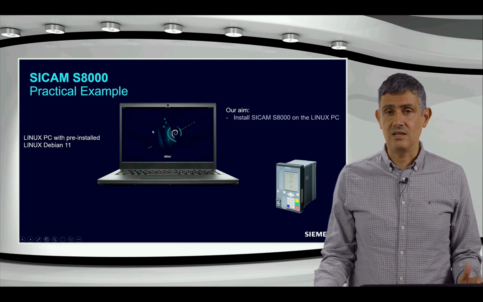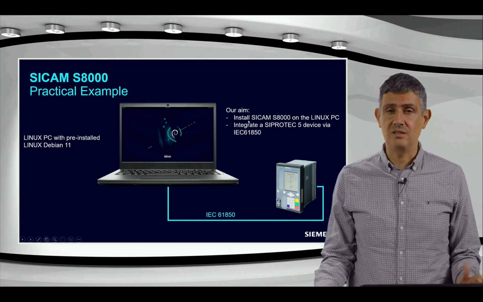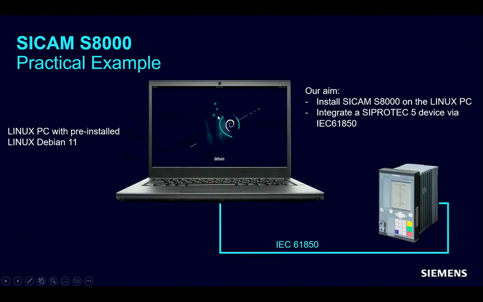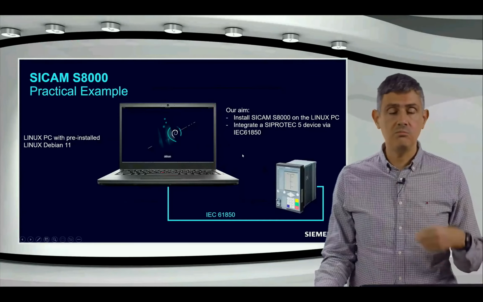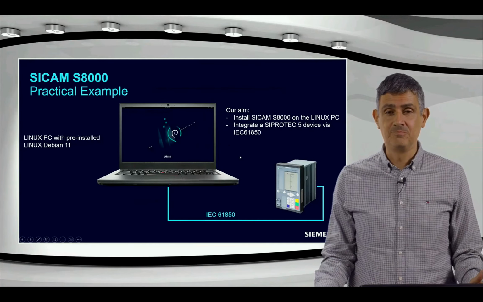Now, what is the exercise that we have today? The aim of the exercise is to install the Sicam S8000 on this Linux PC. So we have a Sicam S8000 device here, and we will integrate into it one SIPROTEC 5 device through the communication protocol IEC 61850. So a very small project that shows the whole process.